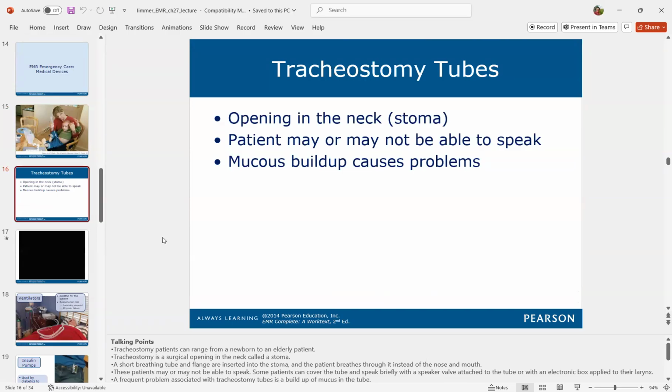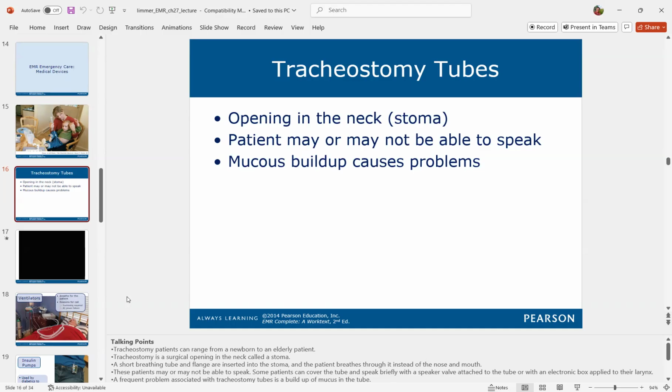Tracheostomy patients can range from newborns to elderly, and can be any age. This is a surgical opening in the neck called a stoma. A short breathing tube and flange is inserted into that stoma, and the patient breathes through that instead of their mouth and their nose. They're actually breathing through the hole in their neck.